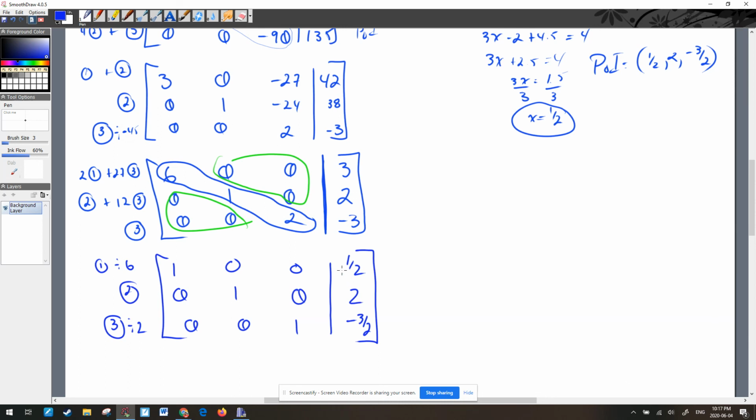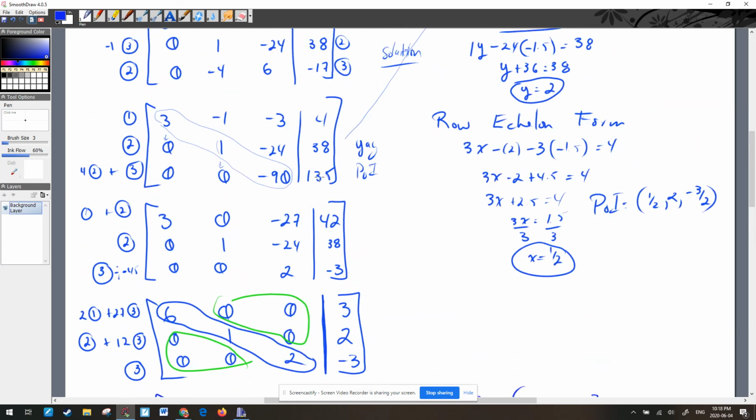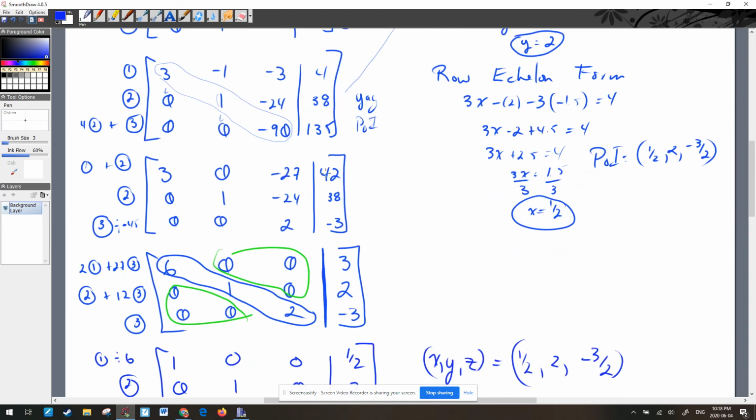And then look what you've got. You can just read it right off. X equals a half, Y equals 2, Z equals negative 3 halves. So that's exactly what we would have. So we would say X, Y, Z is equal to 1/2, 2, and negative 3 halves, right?